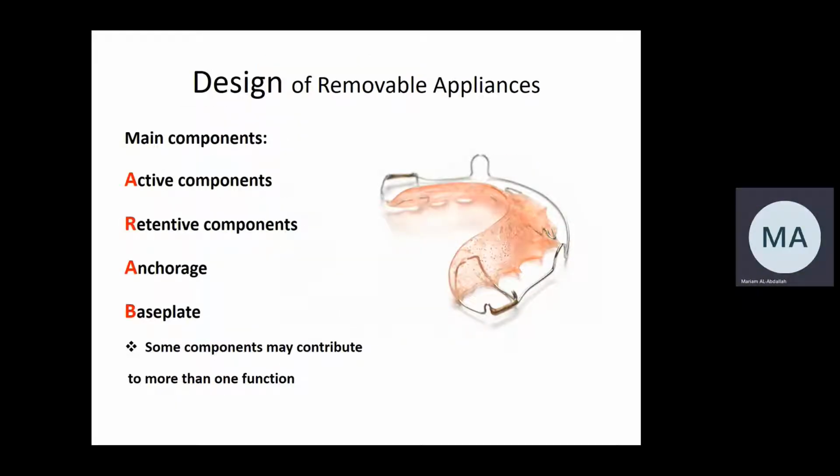So as we said, the components of removable appliances are active components, retentive components, anchorage considerations, and then base plate. Some components may contribute to more than one function. Now, let's talk a little bit about anchorage.